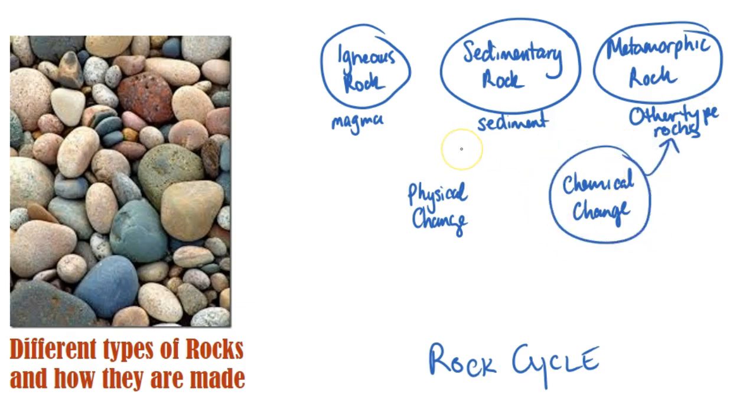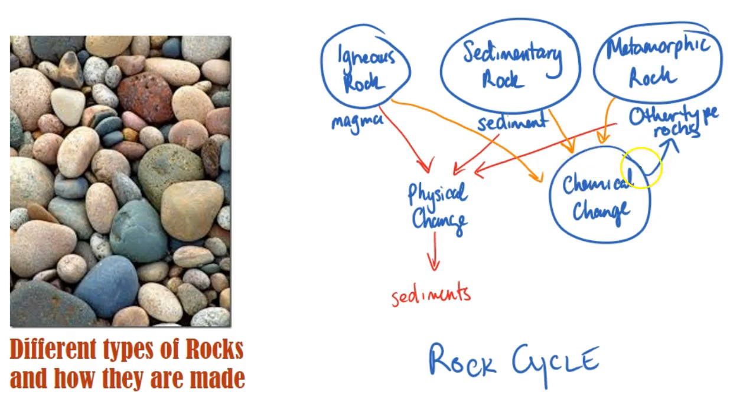Now, all of these rocks can undergo physical wear and tear, like this, and turn into sediments, which make sedimentary rock. Also, these rocks can undergo chemical changes, and these chemical changes turn them into another form of metamorphic rock.